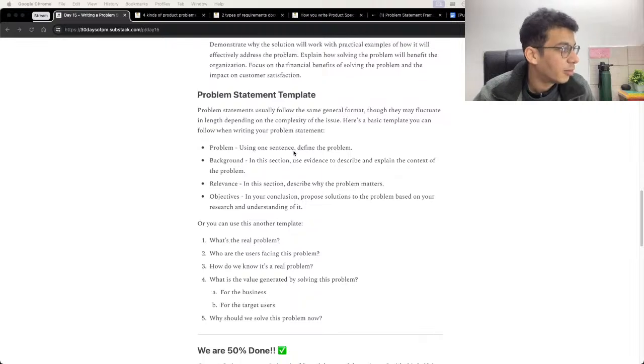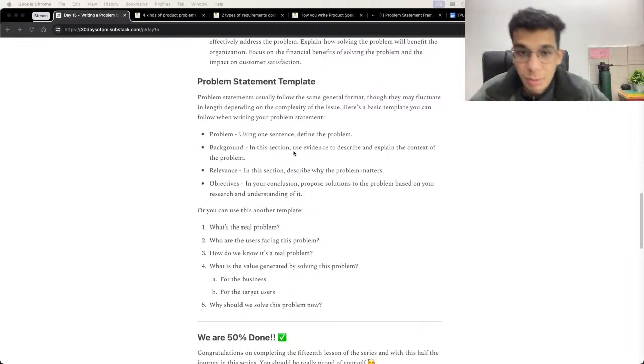So yeah, I think we also have a template where you talk about the problem, use one sentence, be as crisp as possible, and try to provide focus to the team such that all of them are aligned and understand the context behind it. Provide background, provide details, provide references, provide the relevance and why the problem really matters, and the objectives you're trying to achieve out of these, right?